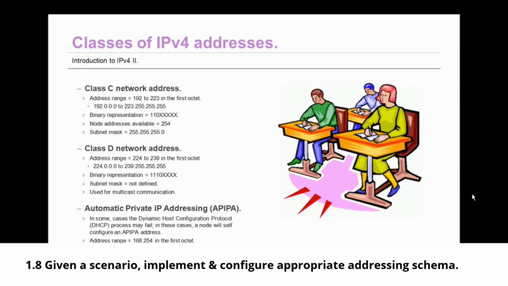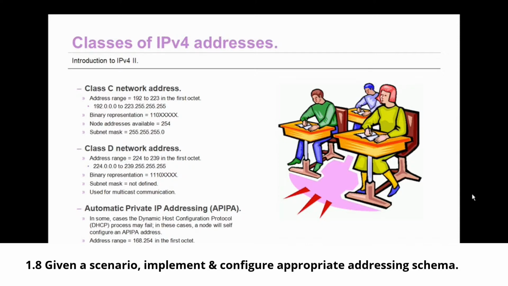The last class of address that you need to concern yourself with is the Class D network address. It has an address range of 224 up through 239 in the first octet, which means that it can range from 224.0.0.0 up through 239.255.255.255, and that first octet on the left has a binary representation of 1110. So the first 4 bits are always taken, and they are always 1110. Now, subnet masks are not defined for Class D networking. Class D network addresses are used for multicast communication.